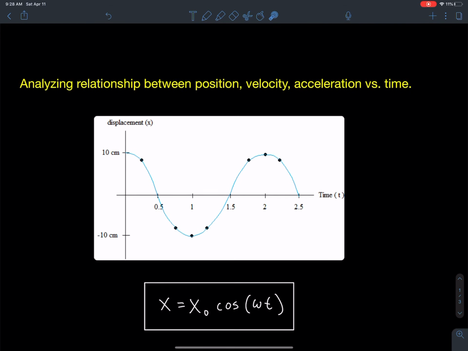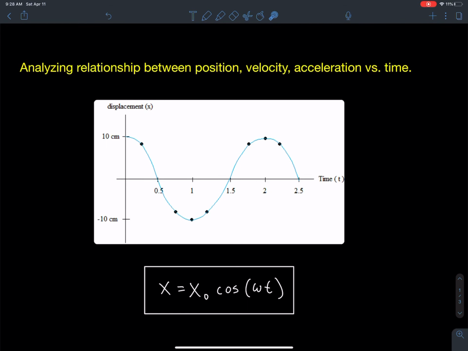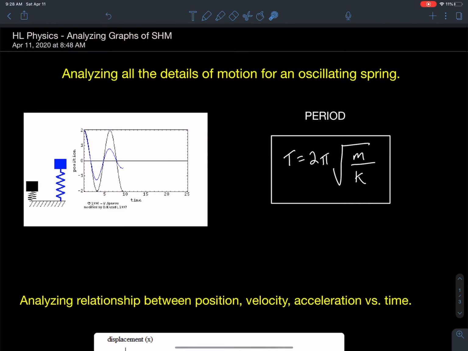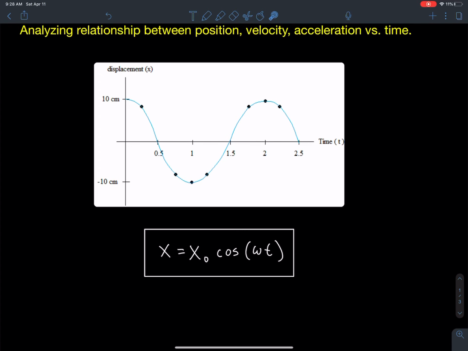So let's start with first analyzing the relationship between position and time, okay? So here's a typical position time graph, the same as what we have over here, just a different displacement. So we can see that my amplitude of oscillation is 10 centimeters, okay? And then the period, how could I look at that? The period is 2 seconds. Now with all that information, I'd be able to predict where at any point in time that oscillator is going to be. And that's really important.